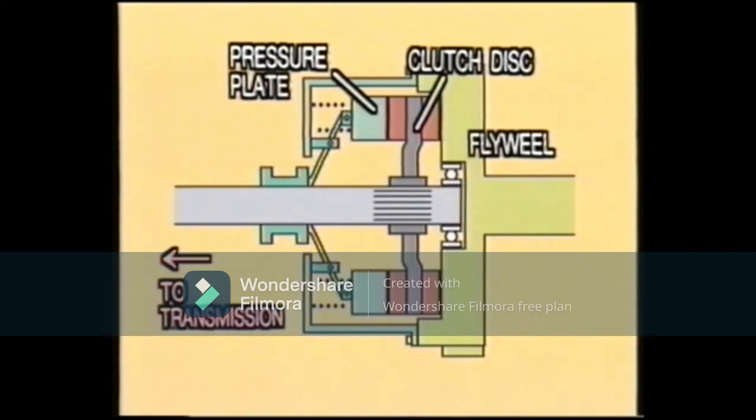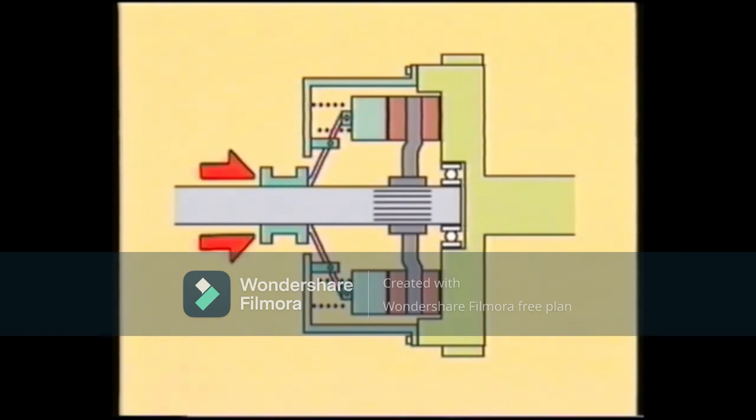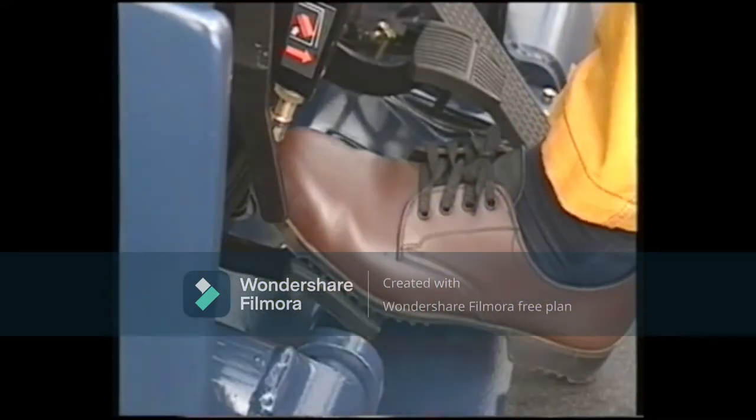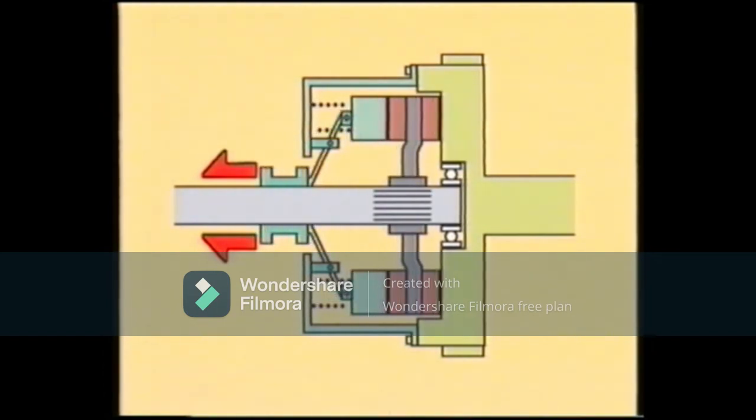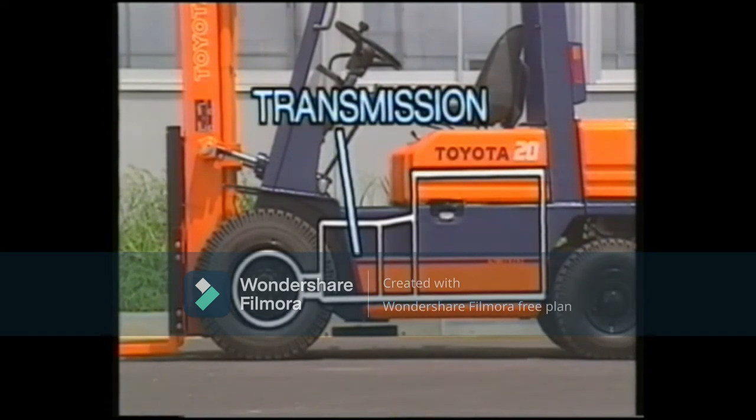The clutch disc is pushed directly against the flywheel by the pressure plate of the clutch cover. As a result, the engine power is transmitted to the transmission. When the clutch pedal is depressed, the pressure plate separates from the clutch disc and the power is no longer transmitted. As the clutch pedal is released, the pressure plate starts pushing the clutch disc and the power is transmitted again. The power is now connected to the transmission.